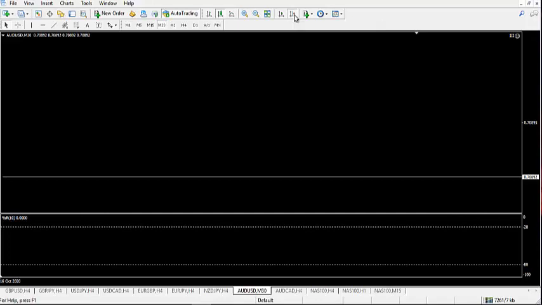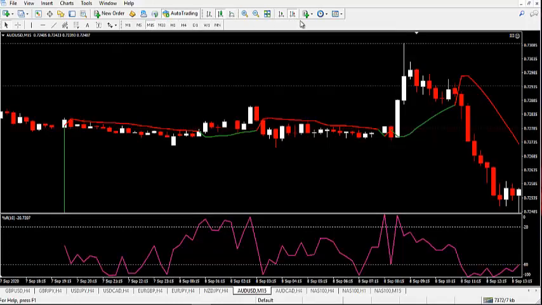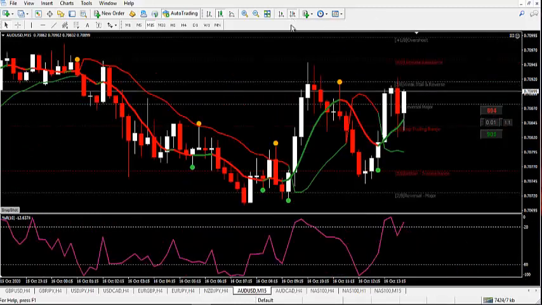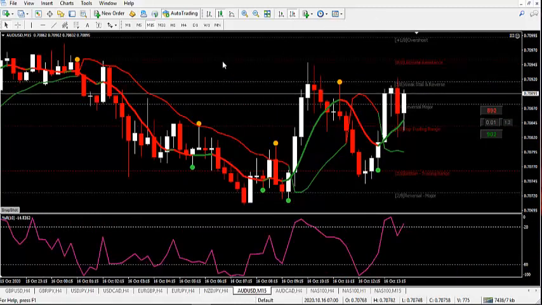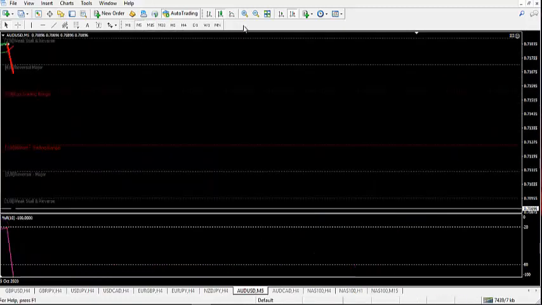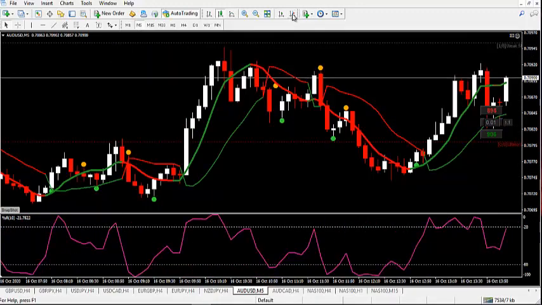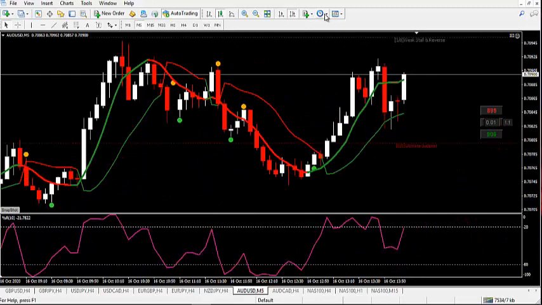Lower time frames have more fake outs and more false signals, but you can actually use it. I recommend not going below 15 minutes, but even in 5 minutes you will still find that it works very well.